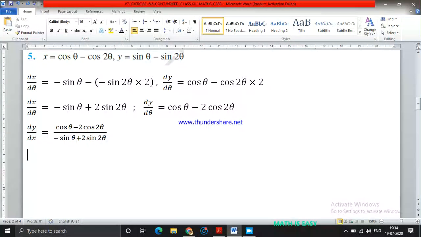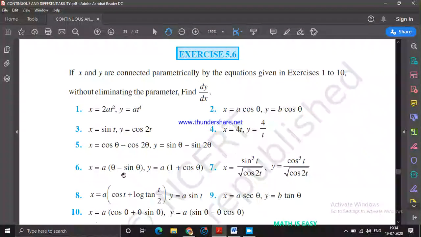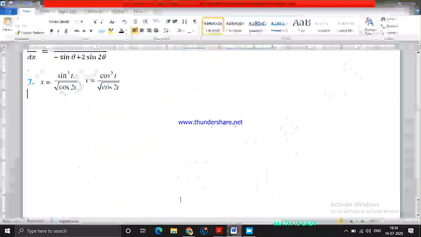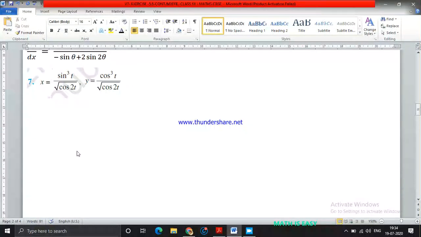Okay, I'll move to the 7th question. I think the 6th one also you can solve easily, it's not that difficult. dx by d theta is a into 1 minus cos theta, and dy by d theta is, derivative of 1 is 0, so it will come minus a sin theta. Then simplify. The 7th question will go a little bit bigger. Let me solve it now.